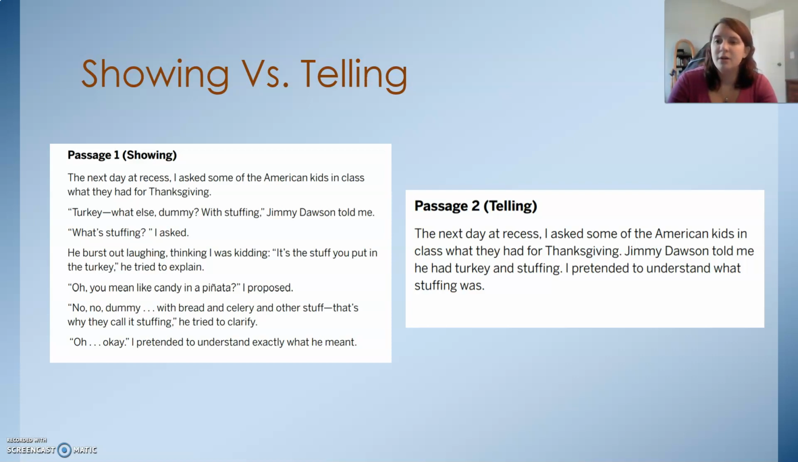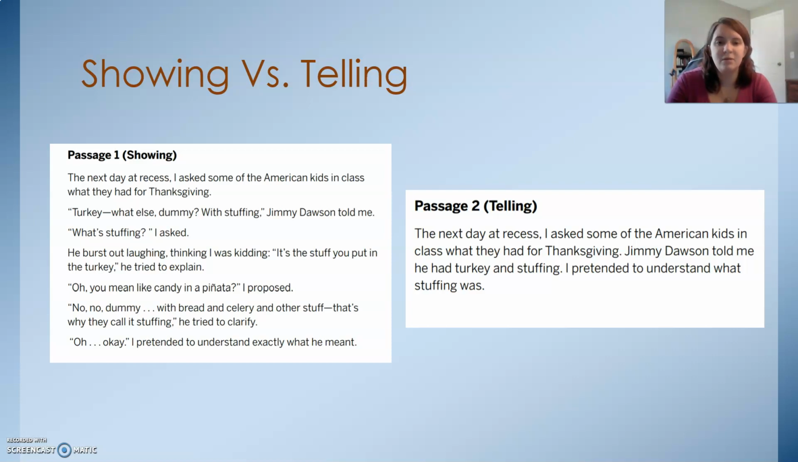Passage 1. The next day at recess, I asked some of the American kids in class what they had for Thanksgiving. Turkey, what else, dummy? With stuffing, Jimmy Dawson told me. What's stuffing? I asked. He burst out laughing, thinking I was kidding. It's the stuff you put in the turkey, he tried to explain. Oh, you mean like candy and a piñata? I proposed. No, dummy, with bread and celery and other stuff. That's why they call it stuffing, he tried to clarify. Oh, okay. I pretended to understand exactly what he meant.